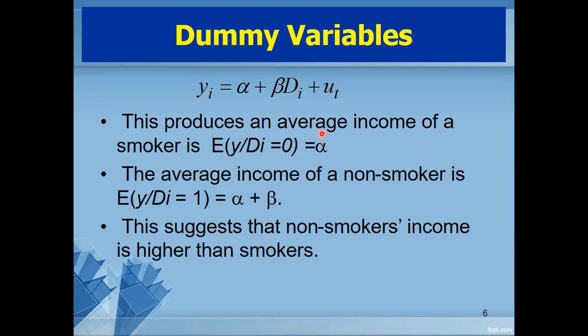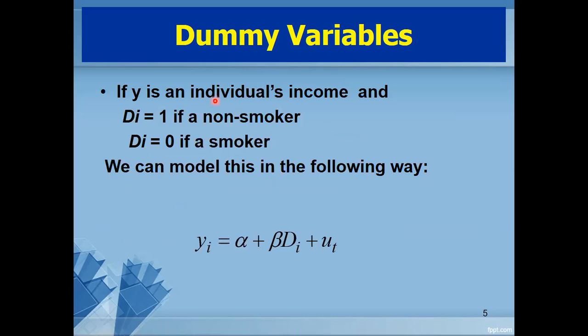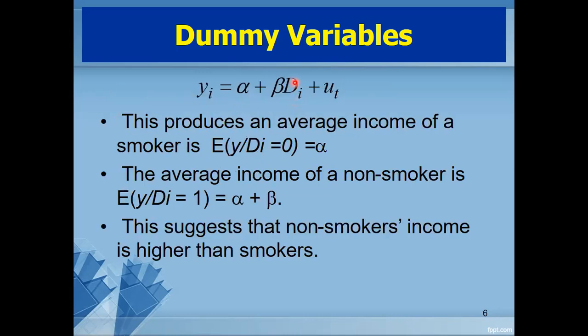The average income of the non-smoker, because again, going back to the definition here, we have assigned 1 for the non-smoker. D is going to be equal to 1 if a non-smoker. Then assigning 1 here, because we are going to calculate the average income for the non-smoker, and forgetting this error term again, beta times 1 is beta. Then the average income of a non-smoker is going to be equal to alpha plus beta.